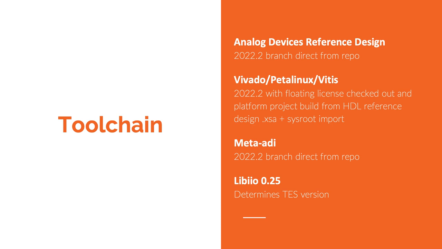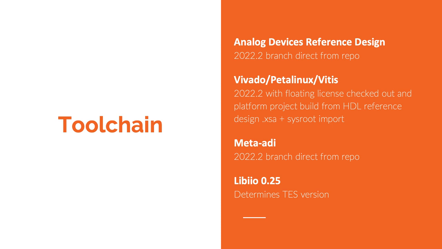Meta ADI is a Yocto layer. If you're not familiar with the Yocto project, it's a really neat open source project that allows embedded platforms to kind of abstract away a lot of the things that cause you to spend a lot of time working on. So this is a utility layer, and Meta ADI is the repository from Analog Devices that the Yocto layers are in. We're using the 2022.2 branch direct from the repo.